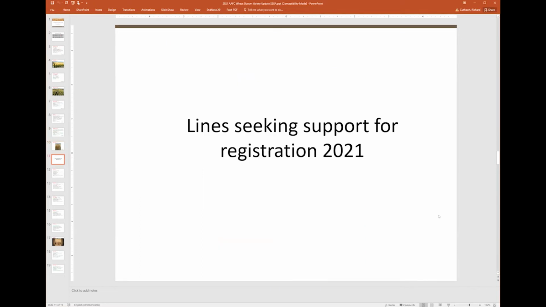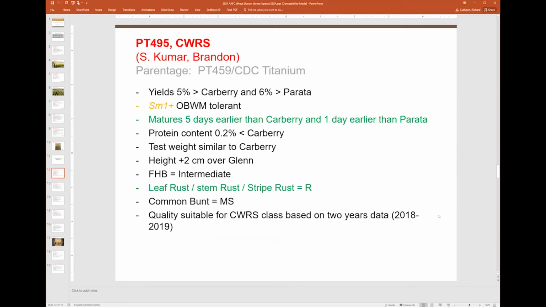So new lines that you likely won't have heard about before. They're coming up to seek support for registration at the end of this month at the Prairie Grain Development Committee. We have a number here. There's a targeted CWRS called PT495 from Santosh Kumar at Brandon. It yields 5% more than Carberry and more than 6% more than Parata. It's an SM1 positive midge tolerant line.